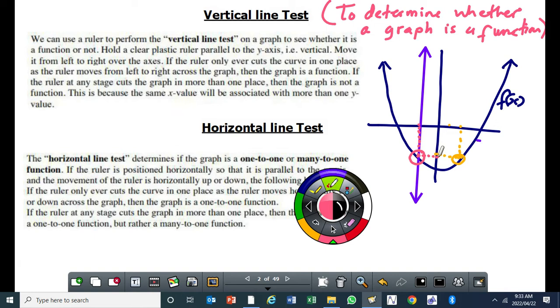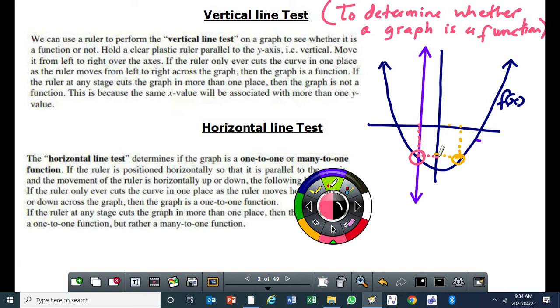And at this stage, let's not worry about what type of function it is. I know that it's many to one, but let's not worry about that. We just wanted to test if it's a function. For it to be a function, there must be one x value corresponding to one y value. So here, because the vertical line is intersecting with the graph at one point, that's an indicator that the graph is a function.